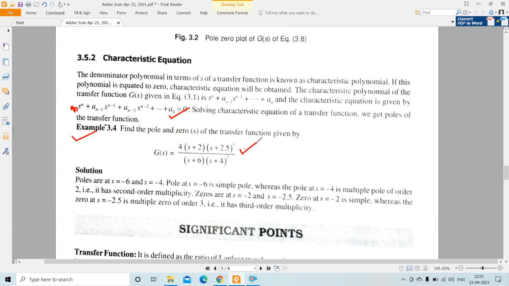So this is a task for you: just go through this example and find out by yourself where the poles and zeros are in the s plane. Okay, thank you.